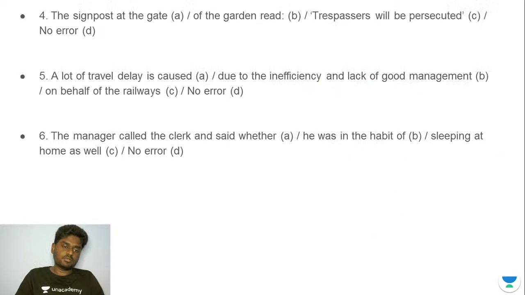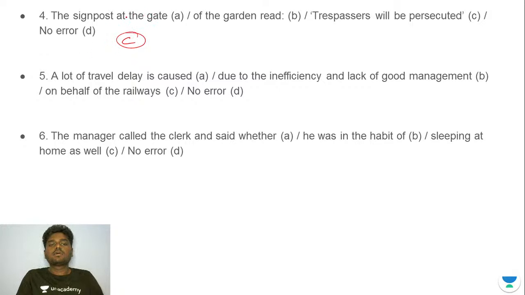Come on, let's go for the fourth. What will be the right option for the fourth? The signpost at the gate of the garden read, trespassers will be persecuted. Where will be the error here exactly? Trespassers will be persecuted. Is that right? So undoubtedly it is option C.